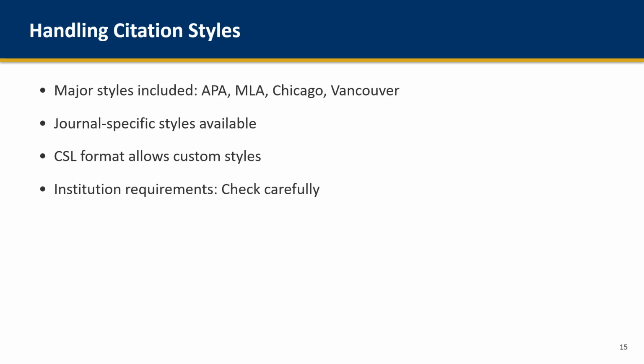Check your institution's requirements carefully. Some universities specify exact citation formats for theses and dissertations that differ from published style guides. Your graduate school or library may provide custom styles formatted for these requirements. Using the correct institutional style from the beginning avoids reformatting work later.